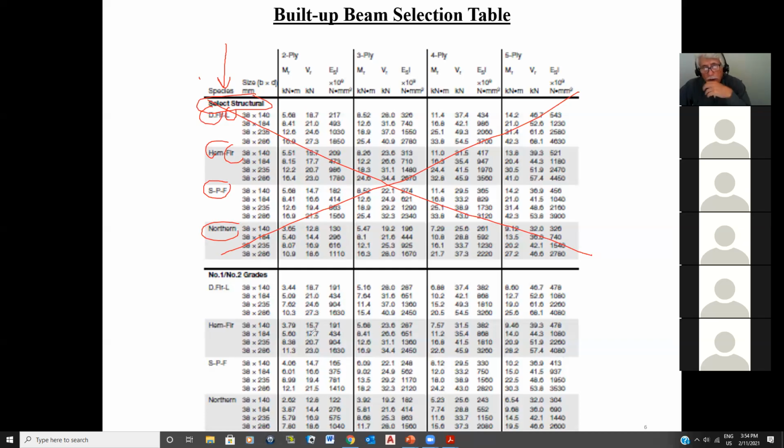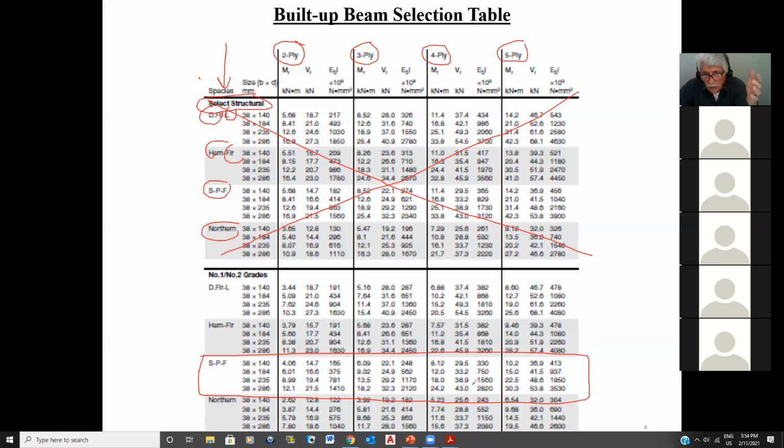Now, the way it's broken down is that, are you going to be using 2 plies? 3 plies? 4 plies? Or 5 plies? Well, depending on the MR value that you need, the VR value that you need, and the ESI value that you require, you're going to come to the table here, because this is what we're going to be using right here. You're going to look for an MR value greater than your MF value, a VR value greater than your VF value, and an ES value greater than the ES required.